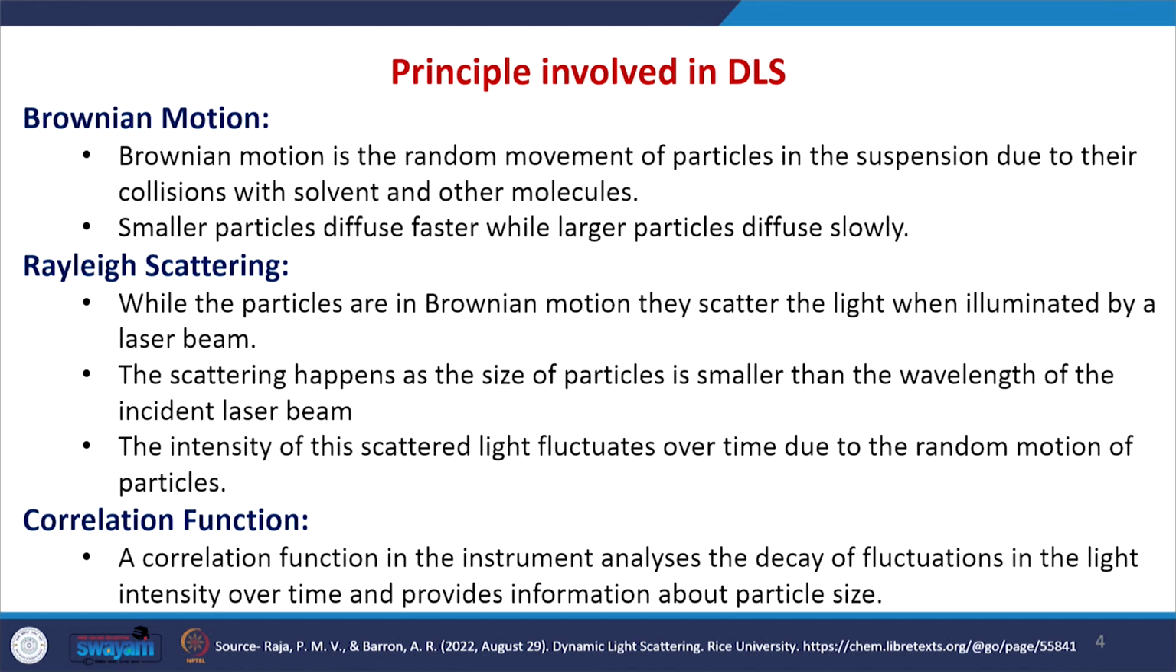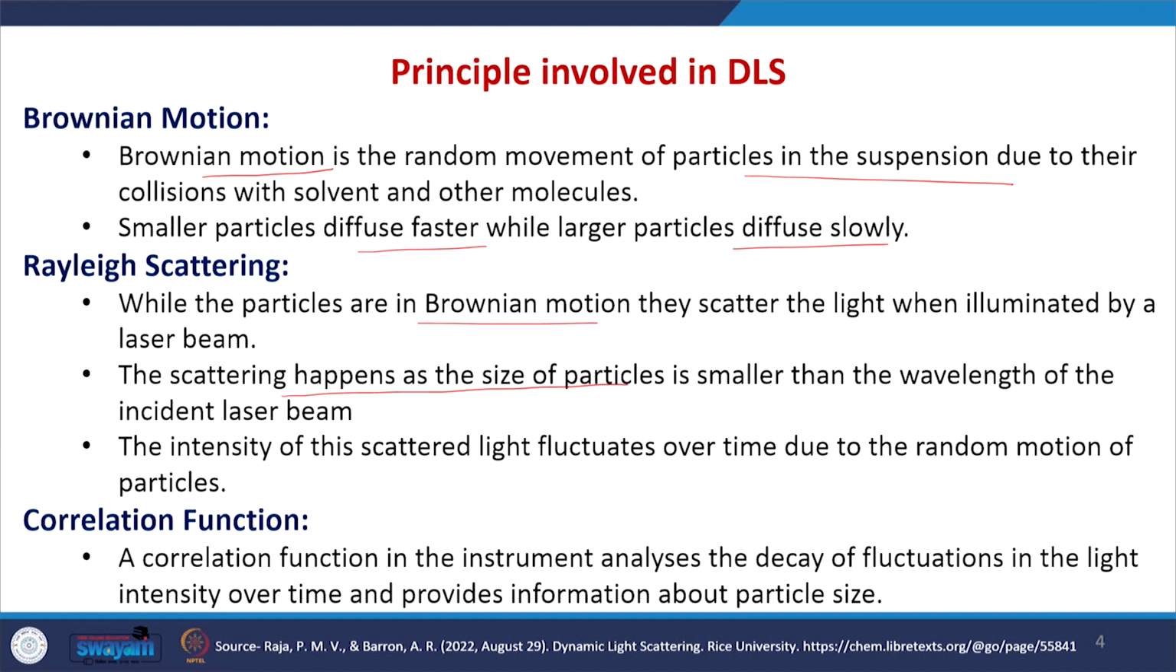Let us see the principle involved in DLS and how we can use DLS to measure the particle size. The first one is the Brownian motion. Brownian motion is the random movement of particles in the suspension due to their collision with the solvent and other molecules. Here the smaller particles diffuse faster while the larger particles diffuse slowly. And next one is Rayleigh scattering. While the particles are in Brownian motion, they scatter the light when illuminated by a laser beam, and the scattering happens as the size of particles is smaller than the wavelength of the incident laser beam.